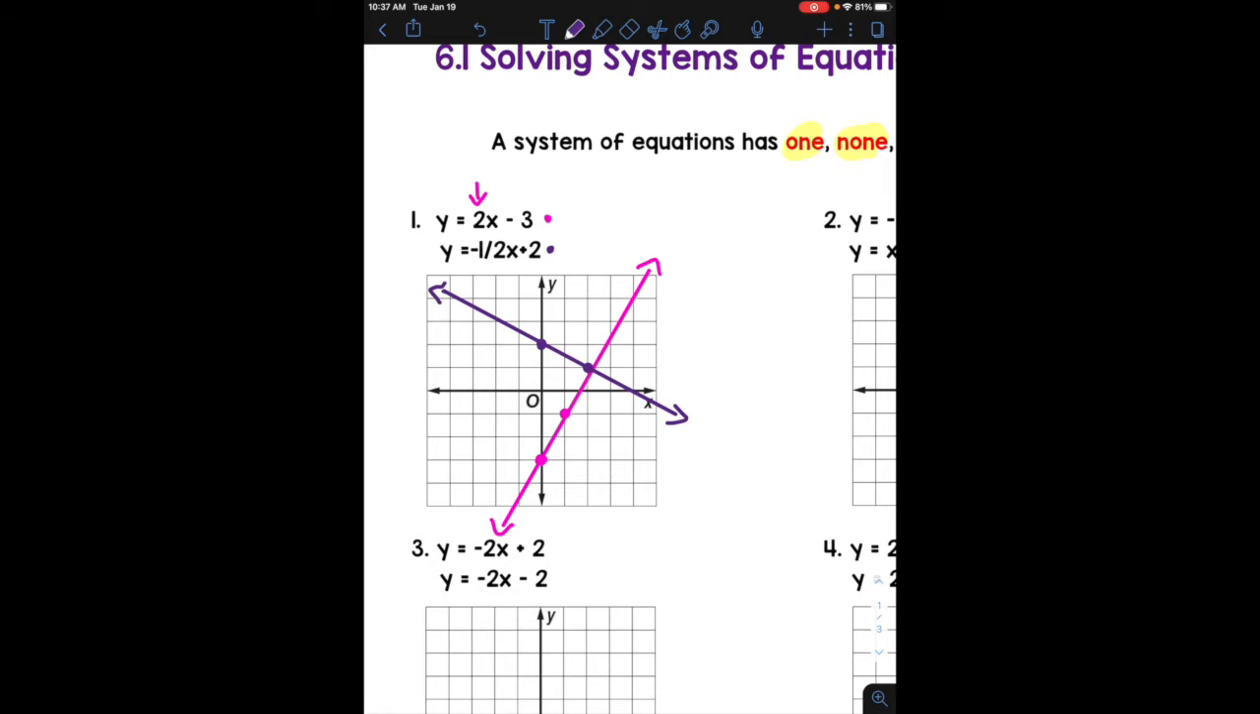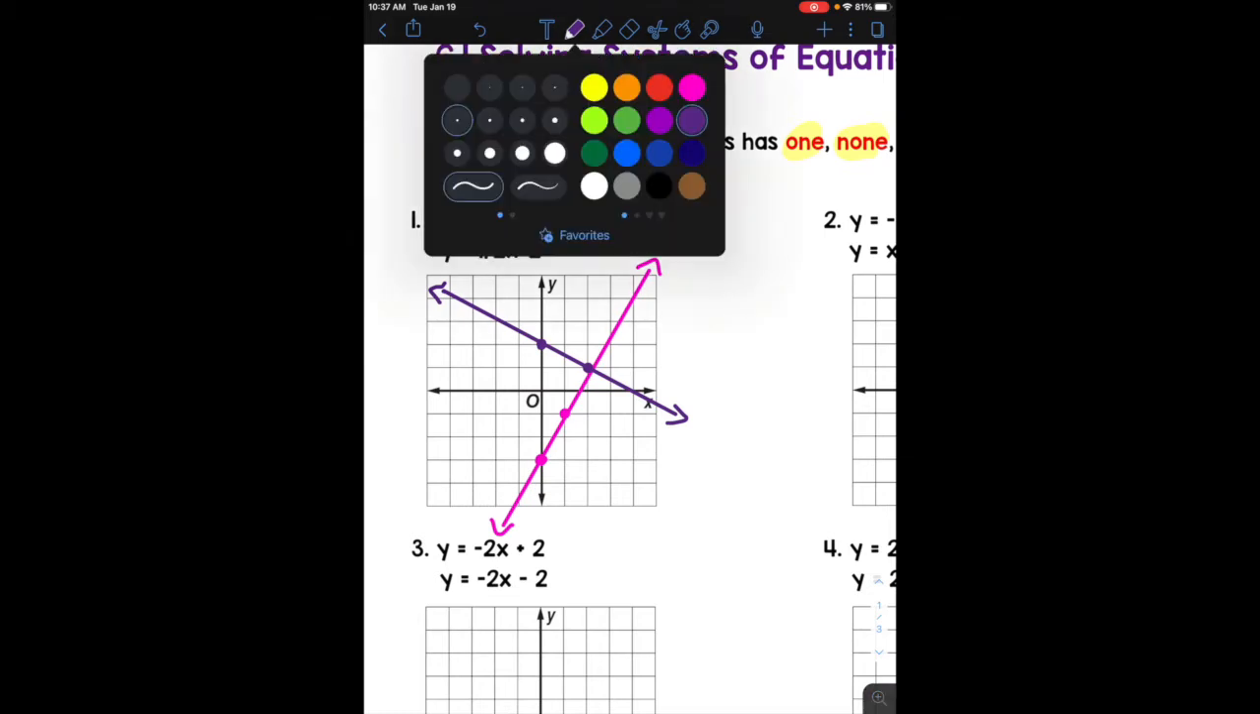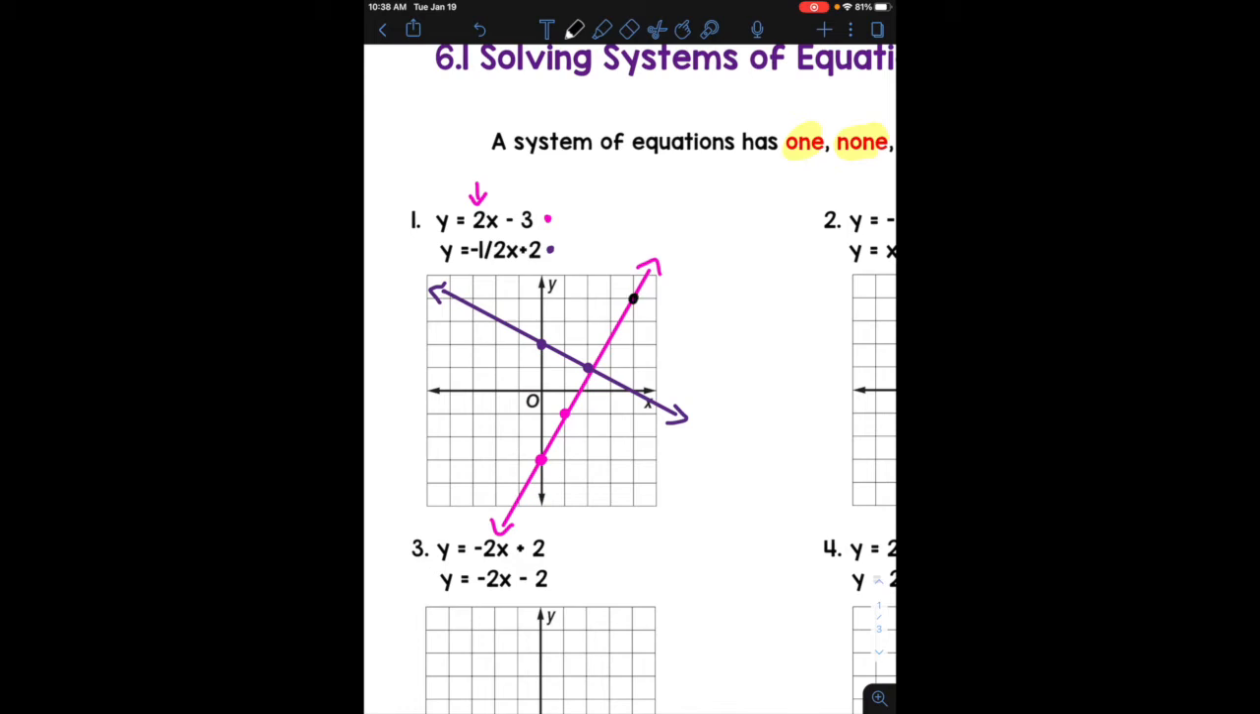What does the graph tell us so far? Well, if I were to ask you to name me an ordered pair for the first equation, you can name me any ordered pair on the pink line, since I did the first equation in pink. Any ordered pair on this pink line would be a solution to that first equation. If I were to ask you to name me ordered pairs that are solutions to the second equation, you can name me any ordered pair on the purple line.